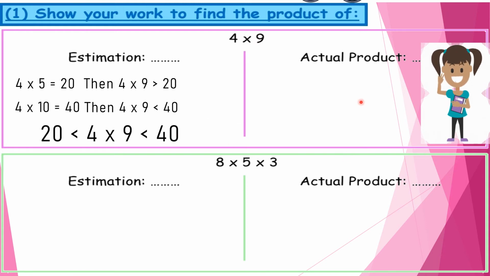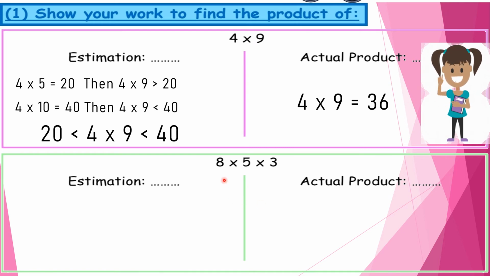Let's see if this is correct. We will see here the actual product. The actual product of 4 by 9 is 36. So 36 is between 20 and 40. So what you did is great, very great, Sarah.